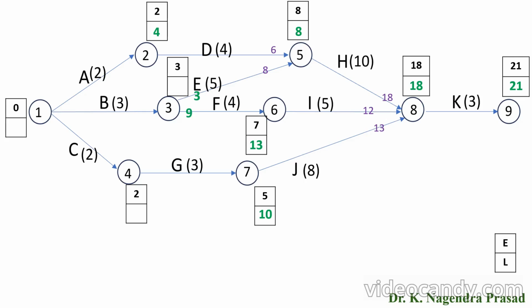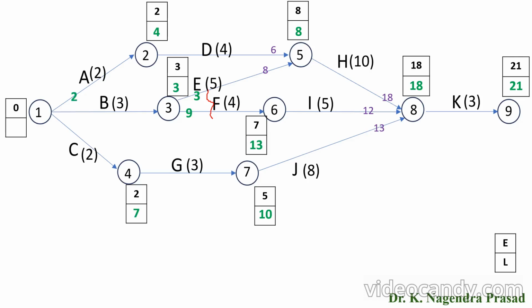Here observe that event 3 is the burst event for the activities E and F. In this condition, in the backward pass computation method, we have to consider the latest start time as the minimum value among 3 and 9. Here the minimum value is 3. Then the latest start time at event 3 is 3. Next we have to look for activity G. Finish time is 10, start time will become 10 minus 3, that is 7.